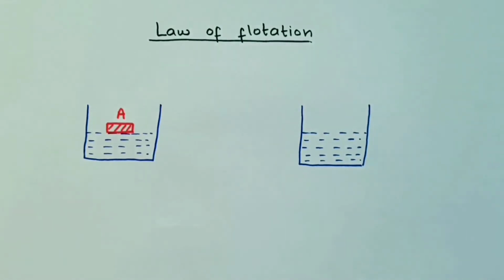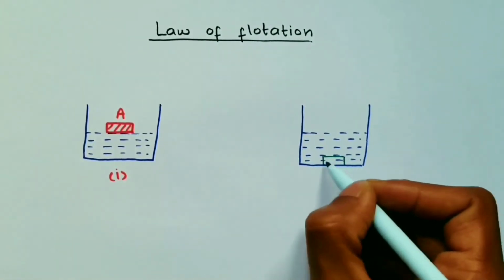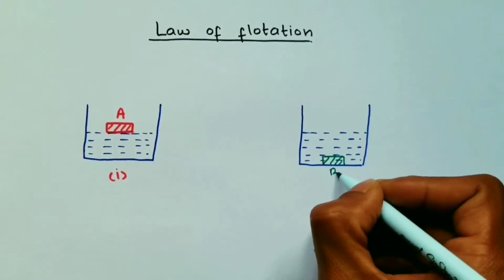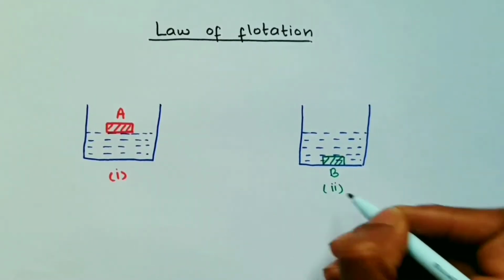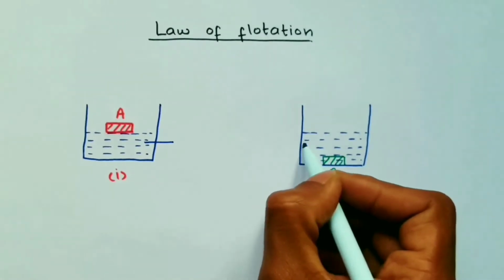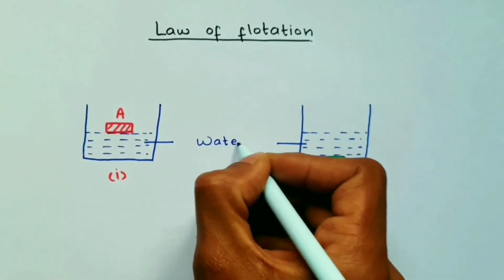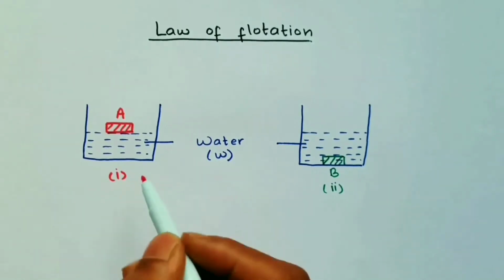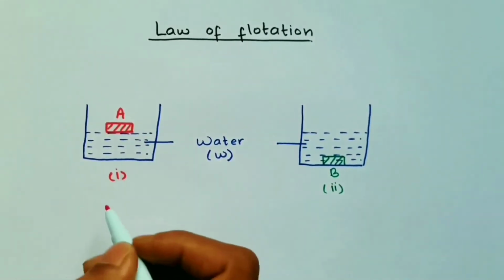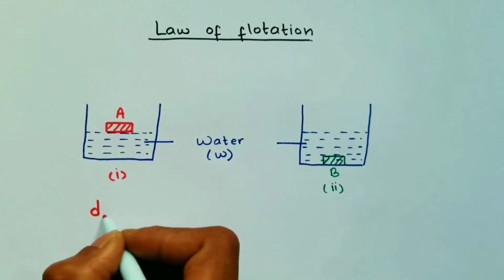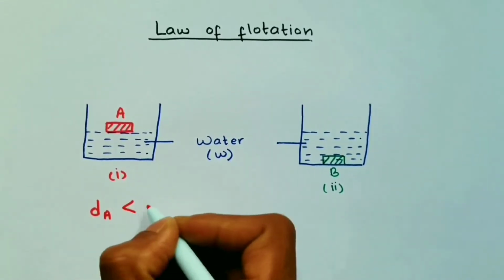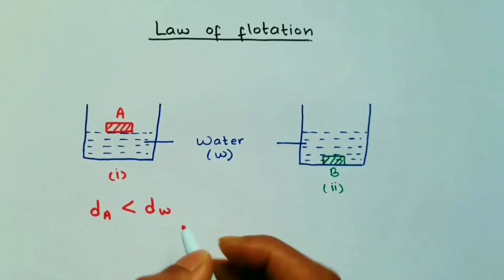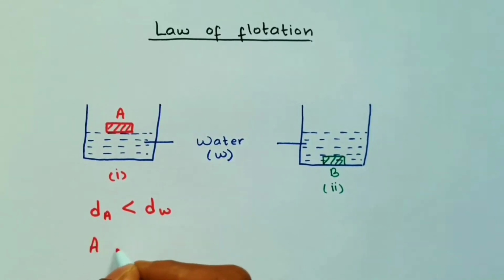Let's call this object A, our first scenario, floating, and then we have object B with the sinking scenario. According to our previous conceptions about density, these two objects are floating or sinking in water because they have more density or less density than water. In this first scenario, the density of object A is less than that of water, and as a result, A floats in water.